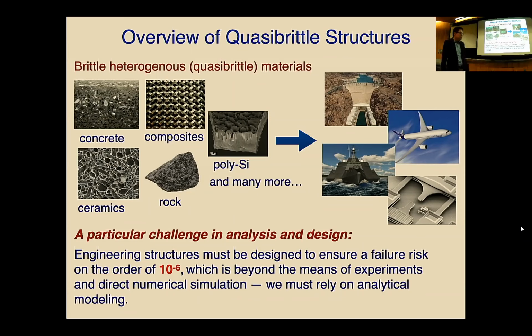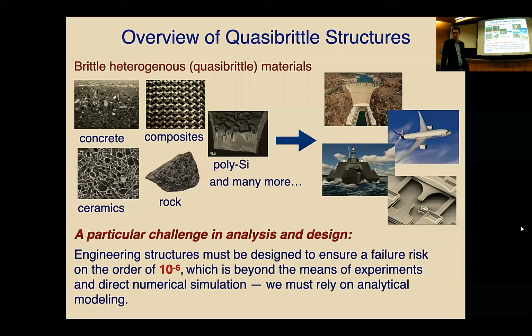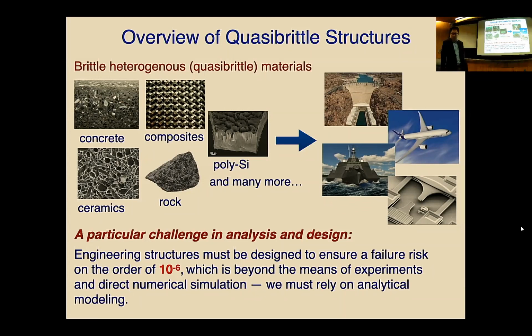Because we simply cannot determine the design strength at that failure probability by direct experiments or simulations. So if we want to determine the design strength at a 1 in 1 million failure probability, we will need to perform trillions of experiments. So in this regard, we have to rely on modeling, okay, analytical modeling. That's the only way to do this.